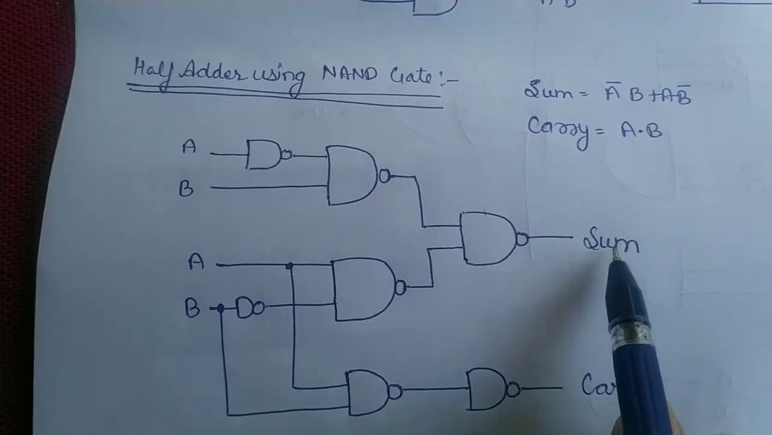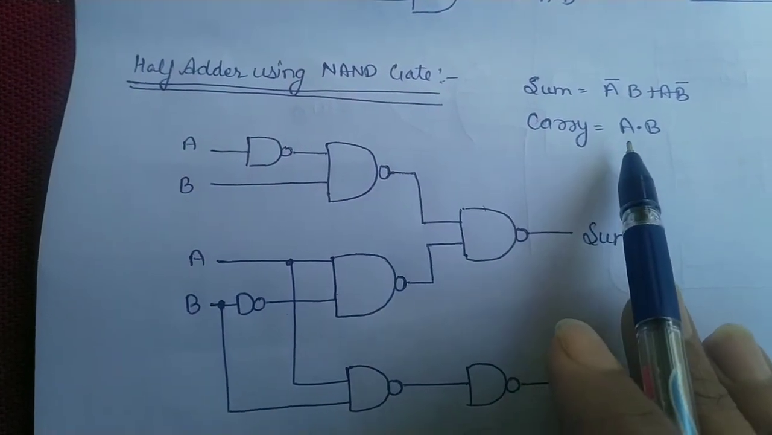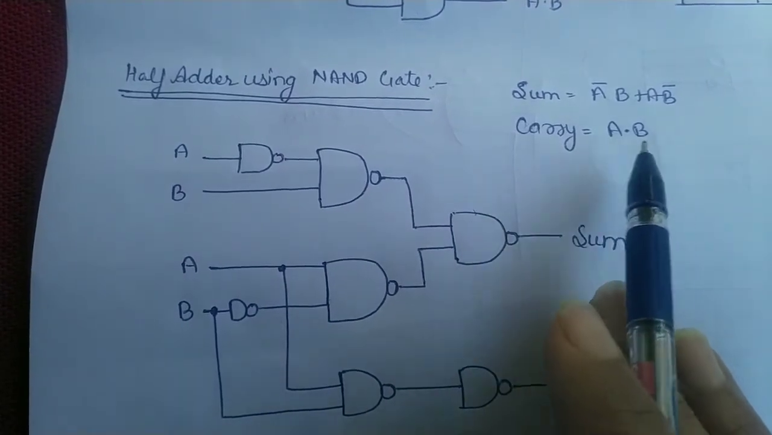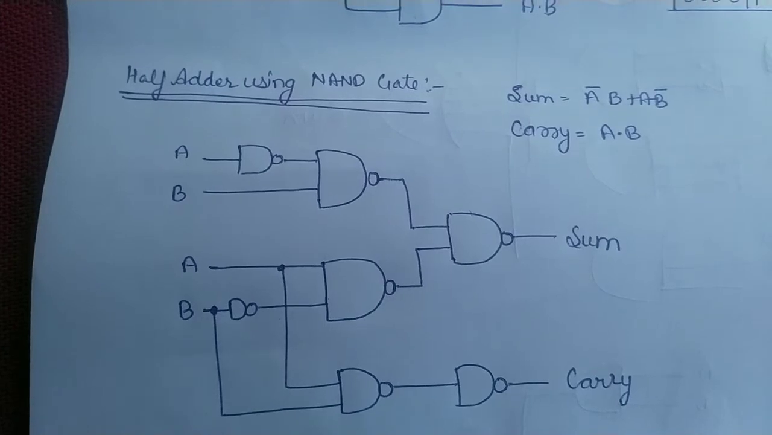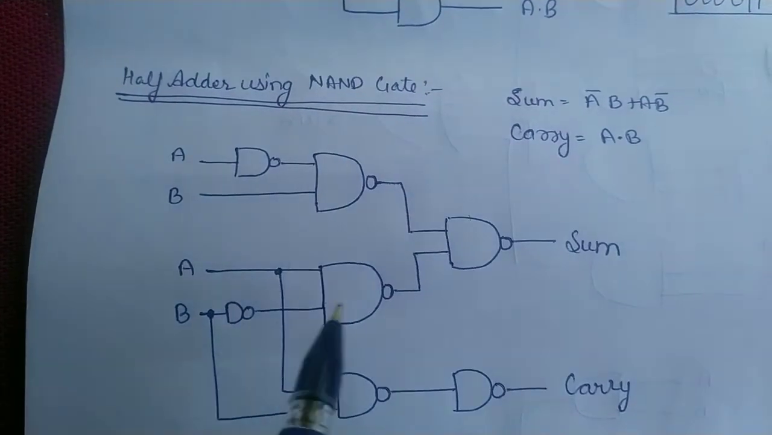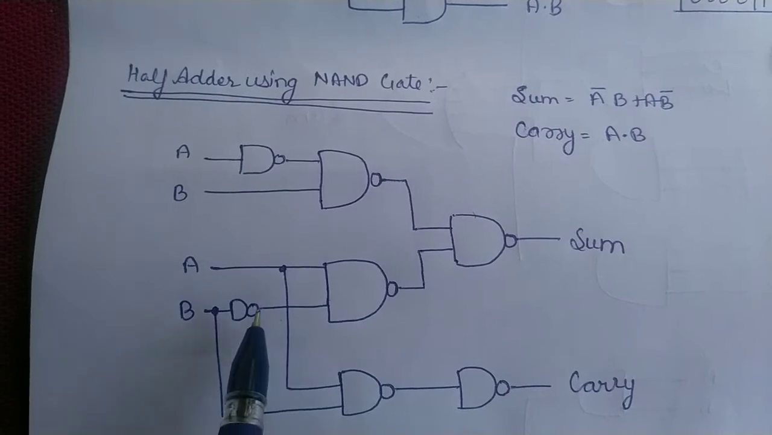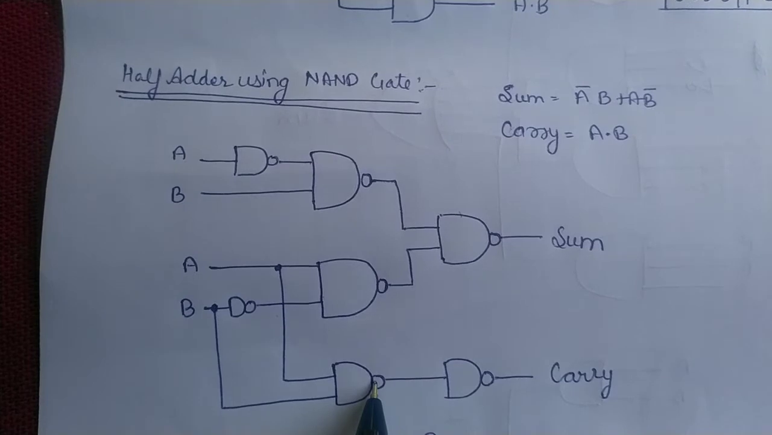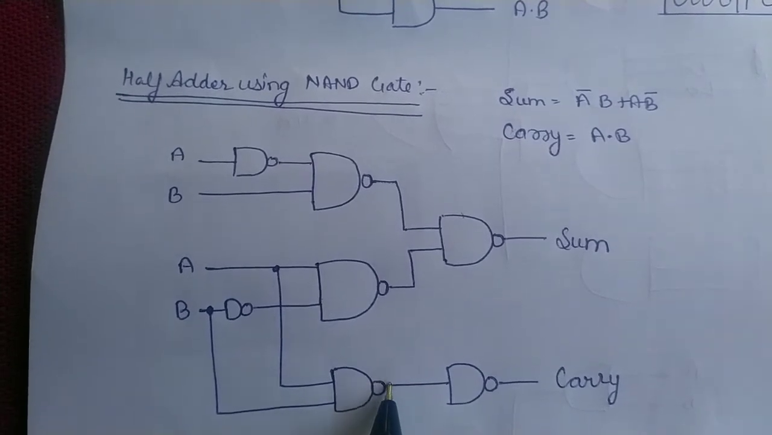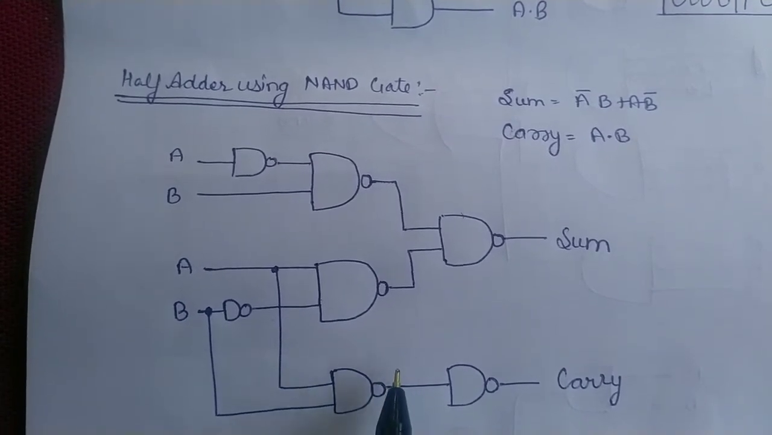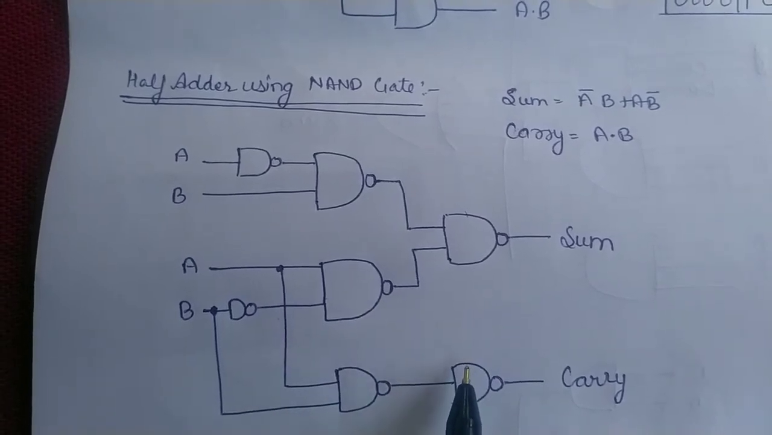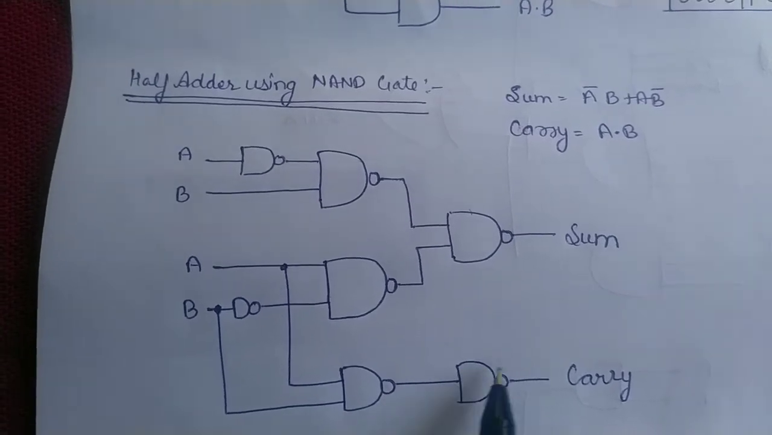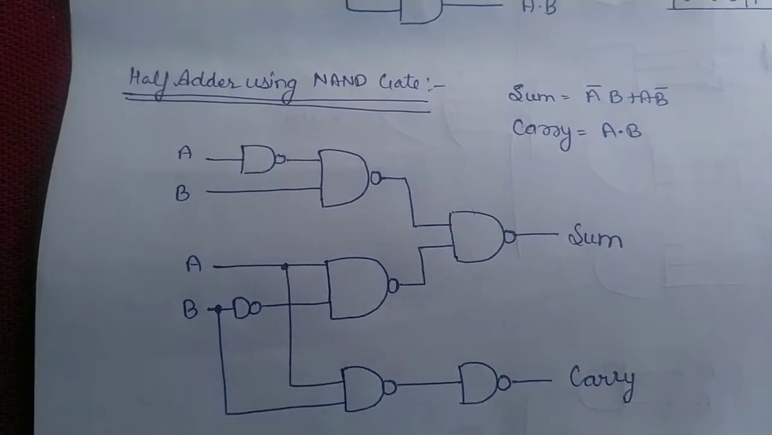and it will give us the output in the form of sum. If we draw carry using the NAND gate, it needs A and B. There is no need of any bar form. We need only A and B. So we'll take A from here, B from here. It will give us the form of A or B, so we need to convert it into the form of A and B. So we need to use another NAND gate that will give us the output of carry.